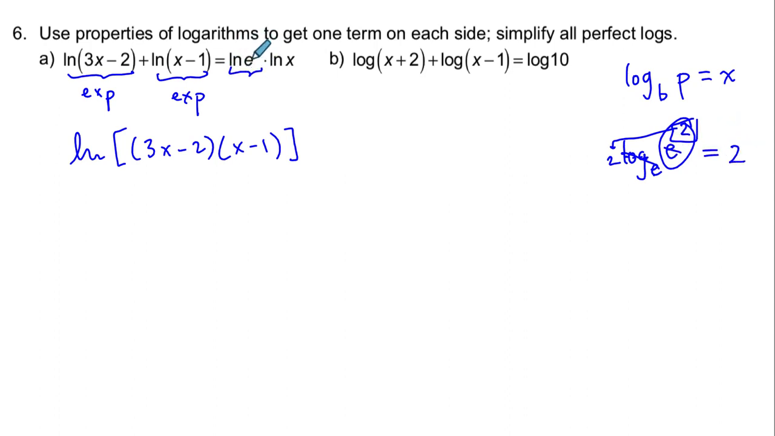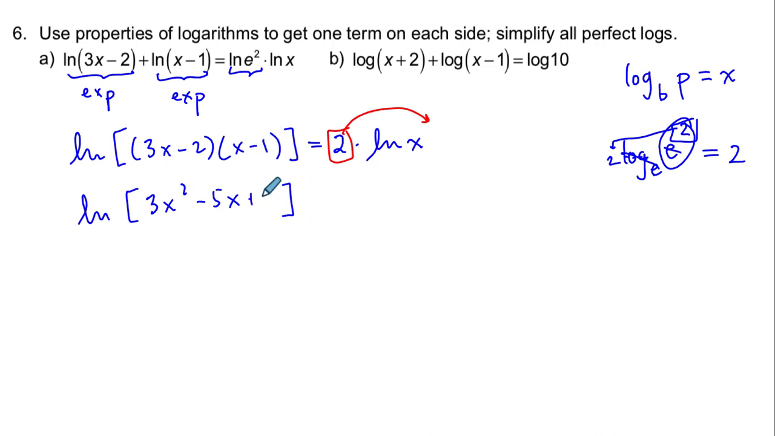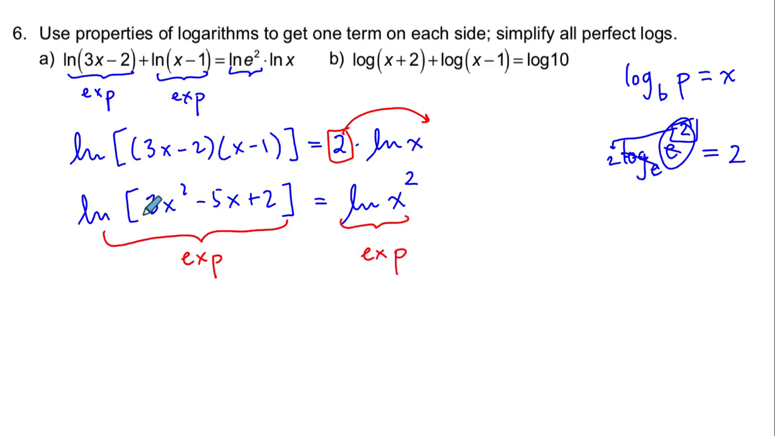So this value here is just 2, and then we have times the ln of x. And so from here, we can bring that coefficient of 2 up as an exponent on the x. So we have the ln of some quadratic stuff. I can expand it to get 3x squared minus 3x minus 2x, which is minus 5x, and then plus 2. And all of that is equal to the ln of x squared. So now what we have is a power on the left and a power on the right, and they have the same base, which means by the one-to-one property that the two powers must be equal.